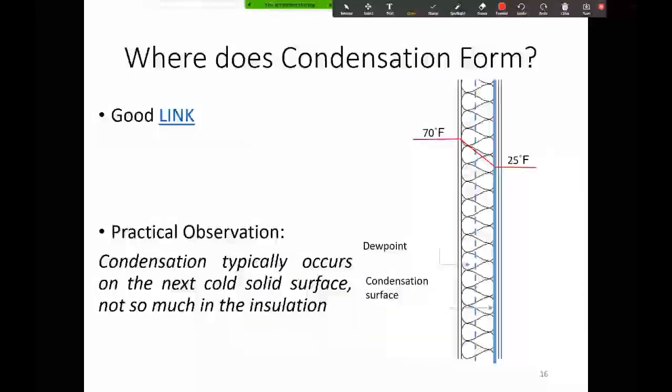So, again, condensation typically occurs on the next cold surface, not so much in the insulation. So when we're looking at temperature change across an envelope, this is more or less what the temperature curve does, okay? Most of your temperature change happens across your insulation, all right? And this is, I think I mentioned before, our steady state conditions.